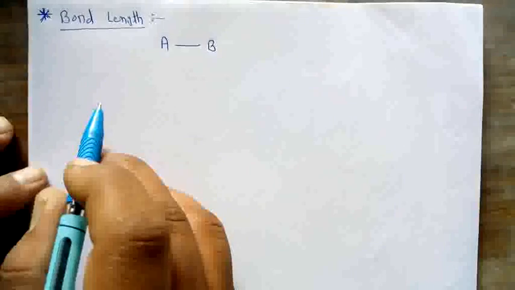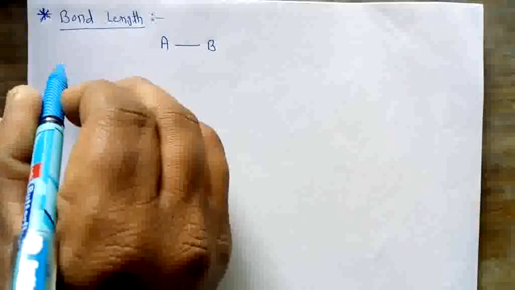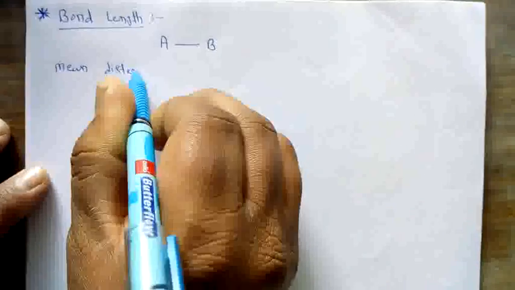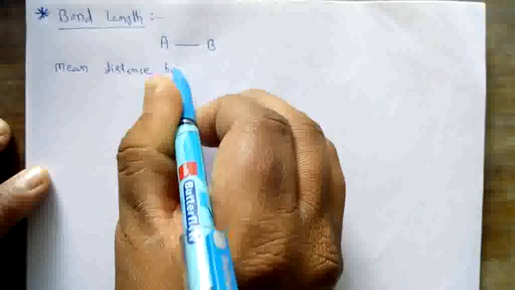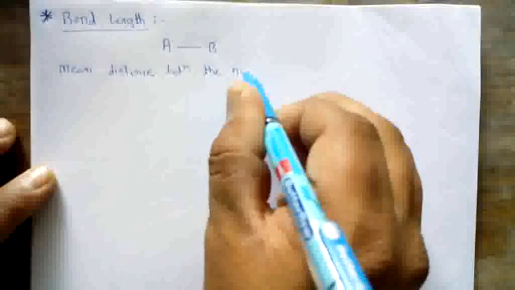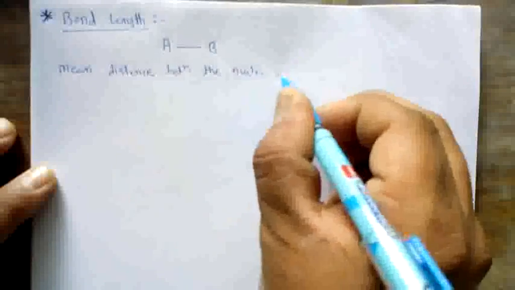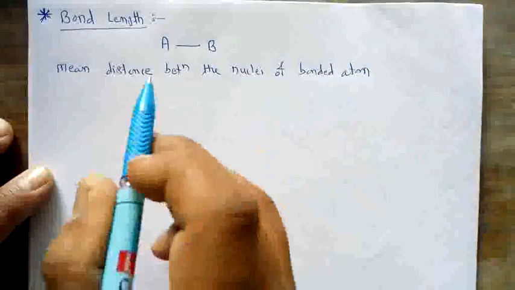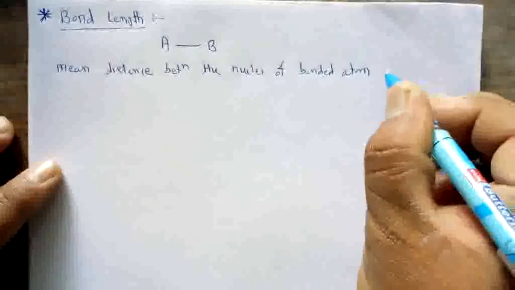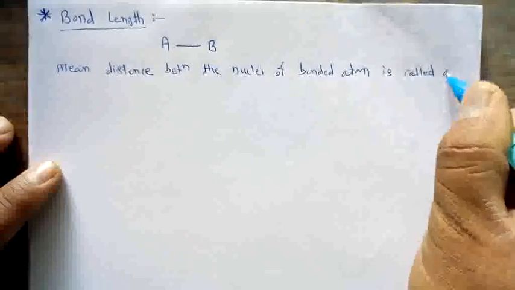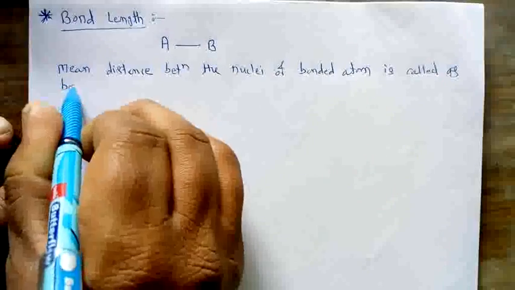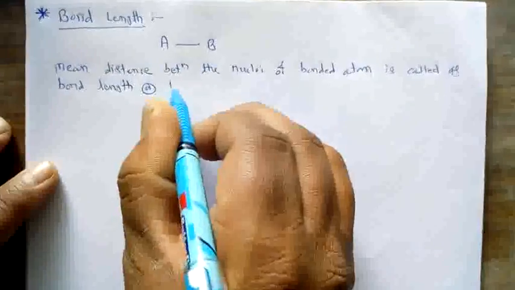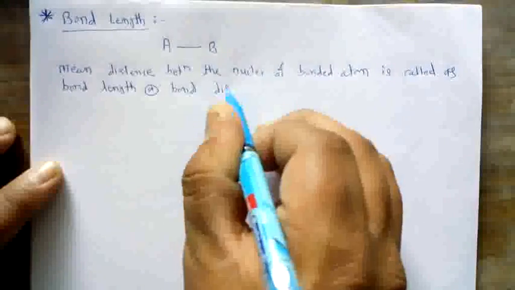So this bond length is defined as the mean distance between the nuclei of bonded atoms. The mean distance between the nuclei of bonded atoms is called bond length, or it may also be called the bond distance.